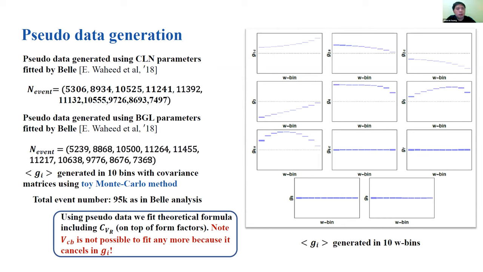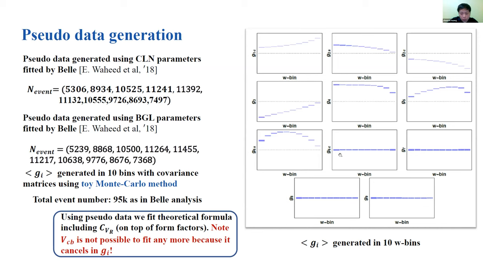To perform a sensitivity study, we need to generate pseudo data for the G parameters. In our study, we generated 10 bins of G parameters using the hadronic form factors measured by Belle in both CLN and BGL parameterizations. And we generated the covariance matrices of these G parameters using the Toy Monte Carlo method. In the Toy Monte Carlo, we set the total event number to be 95K as in the Belle binned analysis. Therefore, we can obtain the expected precision of CVR for an unbinned analysis at Belle.